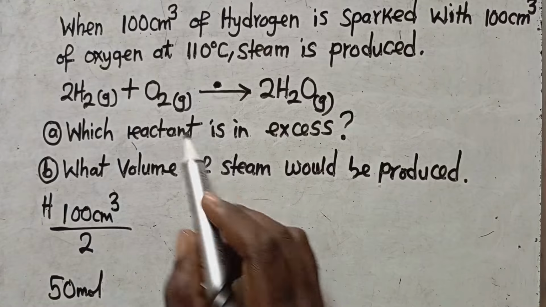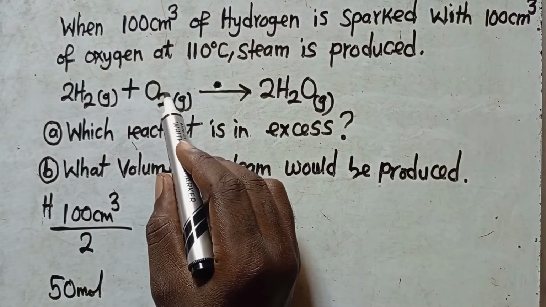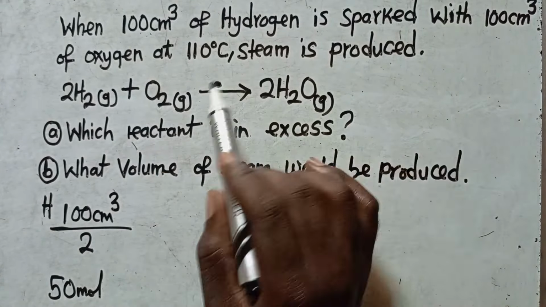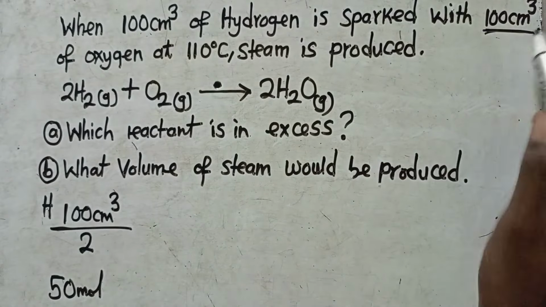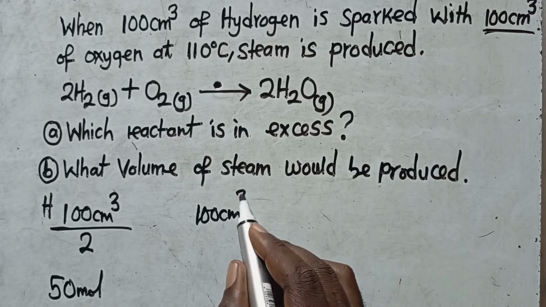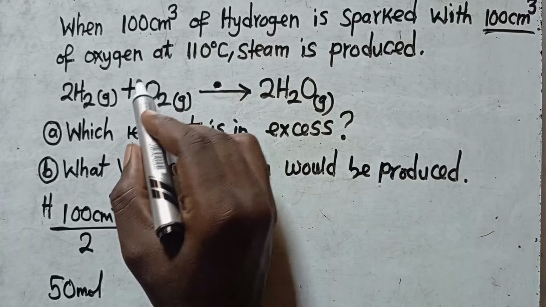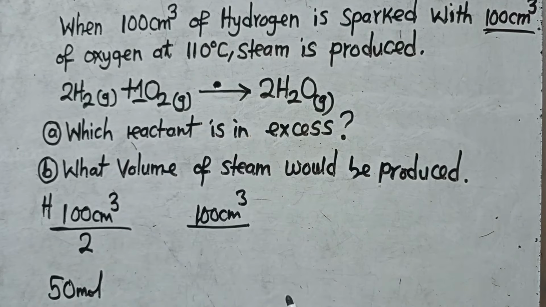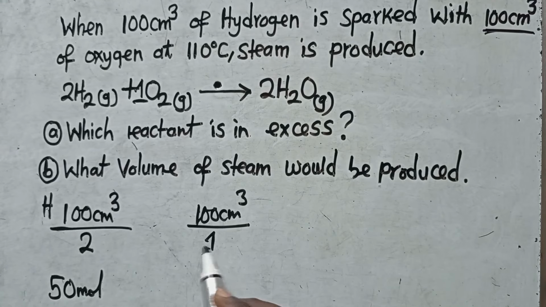Just like this, you move to oxygen. Oxygen also has the same 100 centimeters cubed, over the number that we've used to balance there, which is 1. So I put a 1 there. If I divide here, I'm going to get 100, like this.